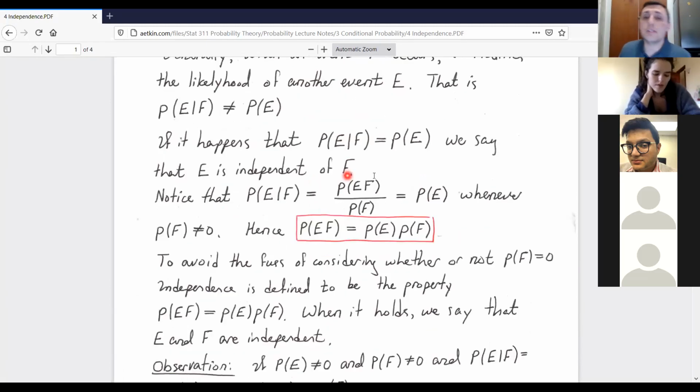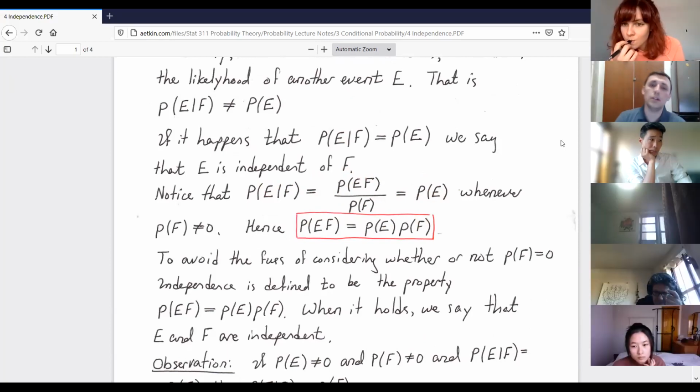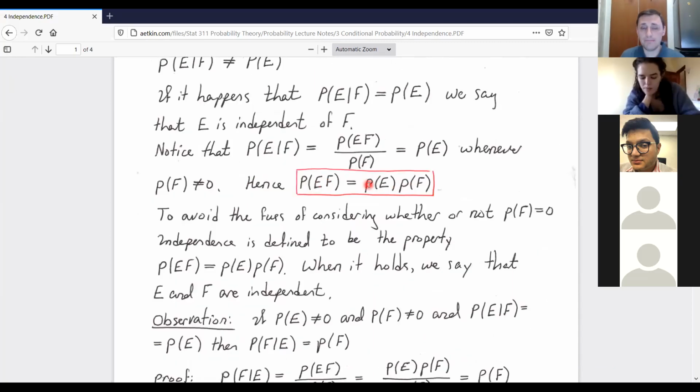And notice what it means in terms of conditional probability. Probability of E given F is just the probability of the intersection of E and F divided by probability of F. And if there was no change, it's the same as probability of E. And that means that the numerator, probability of EF, equals the probability of E times the probability of F. It is multiplication that is much simpler than what we wrote. It's less general. Good? Everybody understands this formula, guys? I hope you do.